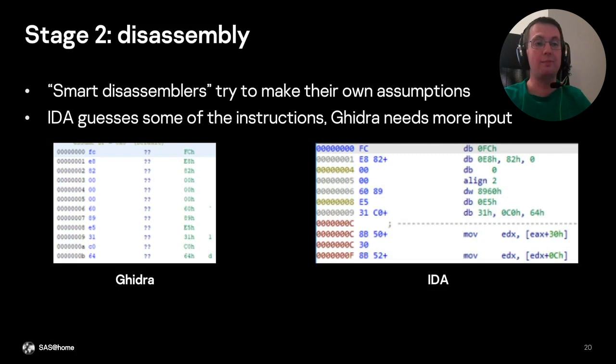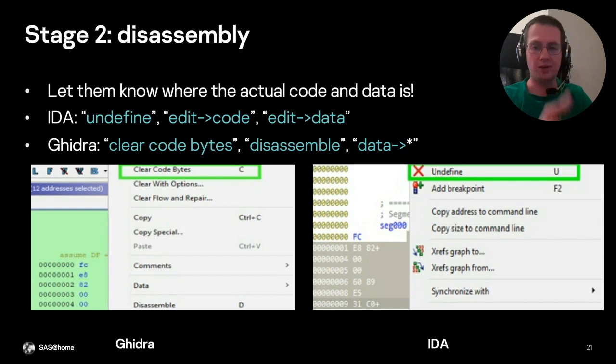Well, this is the whole concept of interactive disassembly. The tools are very good, but still they are not that smart as you. So you need to help the tools to understand what's in there, what's in the file. And you do need to get familiar with the concept of removing disassembly and removing the data marks, and then forcing your tool to either disassemble or decode the information as data.